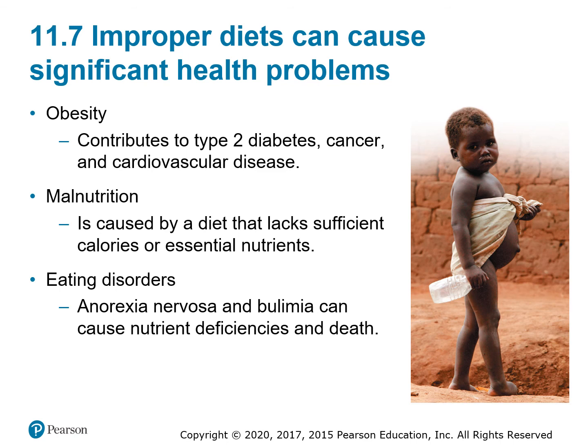Also, malnutrition is caused by a diet that lacks sufficient calories or essential nutrients. And that can occur in third world countries, but it can occur in the United States as well. And then there are eating disorders like anorexia nervosa or bulimia that can cause nutrient deficiencies and sometimes even death.